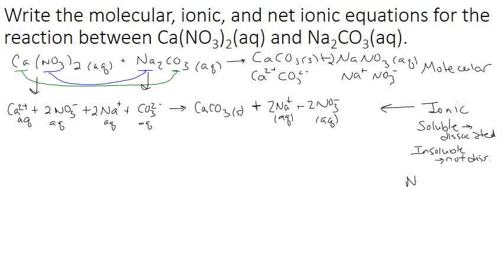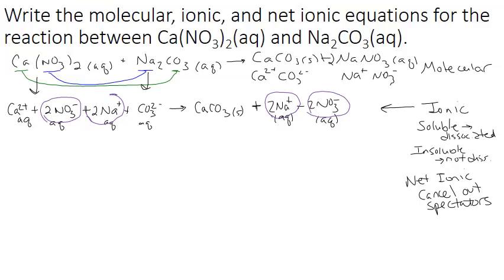Now, the net ionic is the final equation, and that cancels out any spectator ions. Spectator ions are ions that are just hanging out and not really doing anything. In this problem, it's the nitrate. Notice how it's the same on both sides. Also, the sodium is hanging out on both sides, not really doing a whole lot there. So those would essentially get crossed out in the final equation.